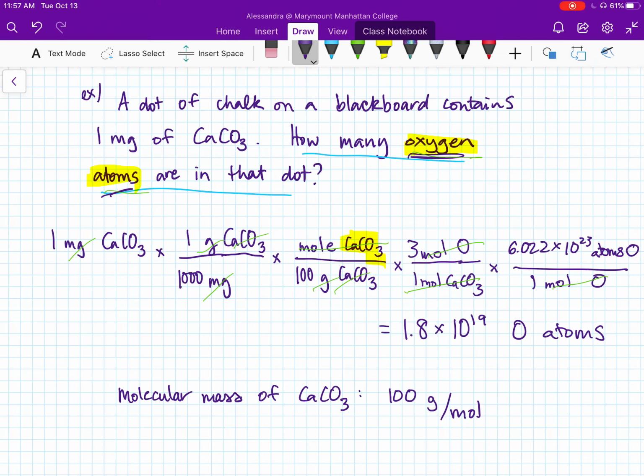Okay, if you divided that number by 3, you would get the number of CaCO3s, but I'm interested in the oxygen atoms here, so I needed to multiply by 3 because I have 3 units of oxygen for every 1 unit of calcium carbonate.